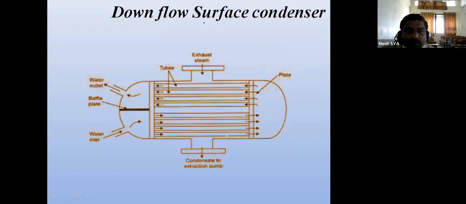But now in the surface condenser, there is no direct mixing between the cooling water and the exhaust steam. This is one kind of shell, like a boiler. You have seen boiler-like construction. This is a shell type of construction. Shell means cover, and in the shell, water tubes are used. This is one kind of shell outside structure.